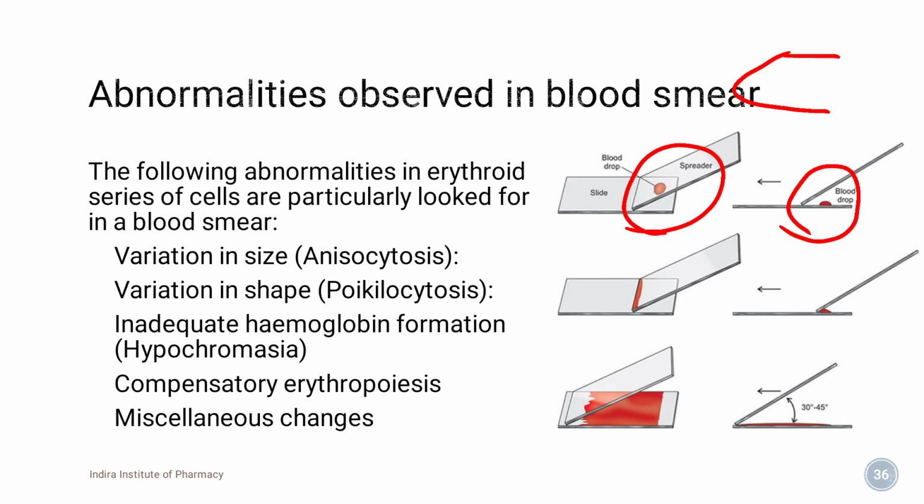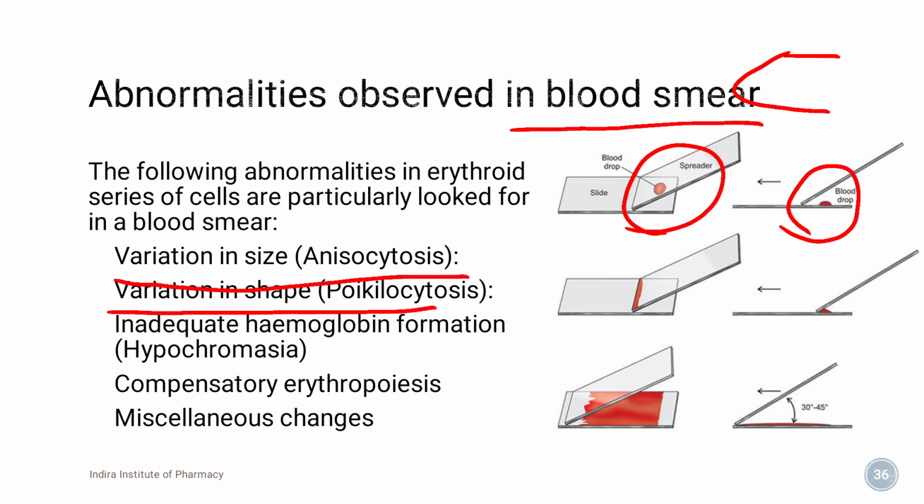Once you have diluted or washed the excess stain from the slide, air dry your slides again. Air dry your slide. Once the slides are air dried, you are supposed to mount the slide in the microscope to observe the various changes in the shape and size of the RBCs. So, abnormalities observed in the blood smear.